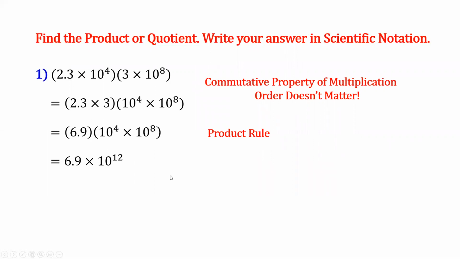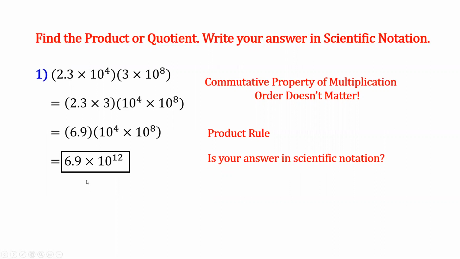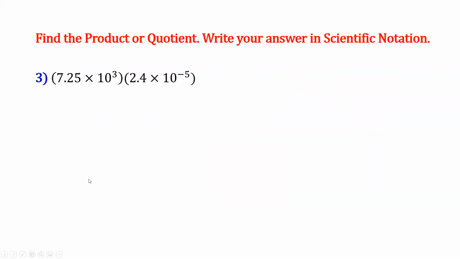And then before you box your answer, you're going to ask yourself a question. Is your answer in scientific notation? In other words, is the number in front between 1 and 10? In this case, yes, 6.9 is between 1 and 10. So I can go and box our final answer, and we're done with number 1. Let's look at number 3 next.